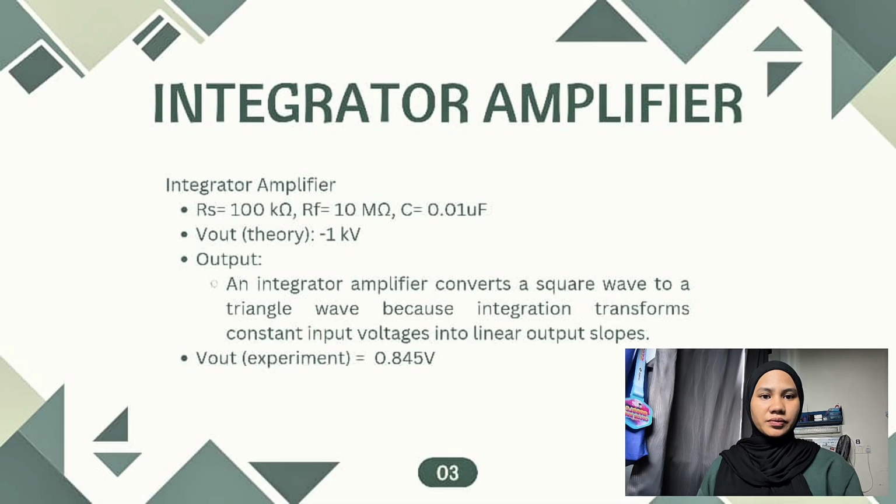Integrator amplifier. For the integrator amplifier circuit, I use RS of 100k ohms, RF of 10 mega ohms, and a capacitor of 0.01 microfarad with a 1 volt peak input at 1 kHz. The theoretical Vout is negative 1 kV.